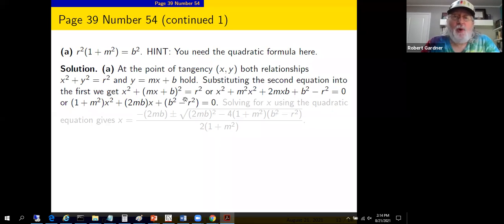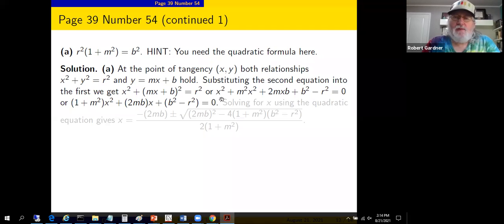So let's FOIL this (mx plus b) binomial squared. That'll produce first squared plus twice the product plus last squared. That'd be (mx) squared, or m squared x squared. The product is mx times b, so we'll get two of those from the outer and the inner. And the last produces b squared. First squared, twice the product, last squared. Let's take the r squared to the left-hand side of the equation, giving us this.